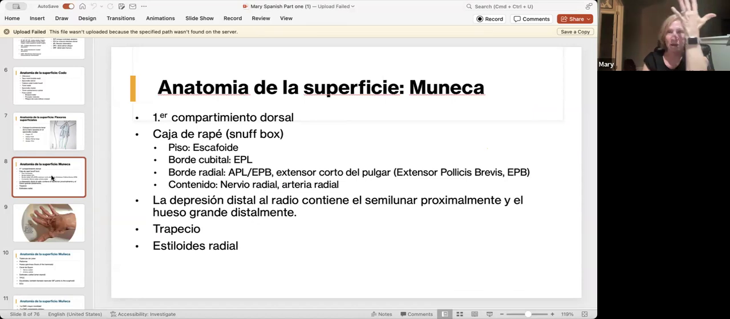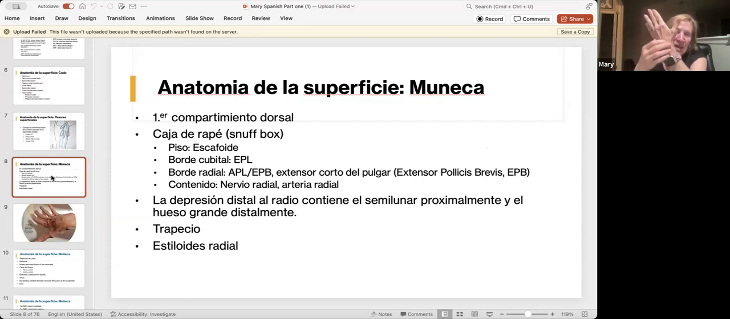So in the back of the hand, we have the dorsal compartments, and we're going to talk about those a little bit more. But the first dorsal compartment is here. And one way to find it is to abduct your thumb, and you'll see the EPL, extensor pollicis longus. It forms the border, the EPL, and also the two extensor tendons here. And in between that is the anatomic snuff box.